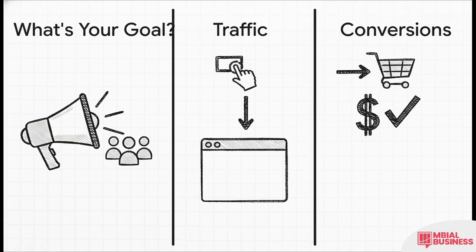So, step 1 is your objective. What's the goal here? Are you just trying to get your brand in front of as many eyeballs as possible? That's reach. Do you want people to actually swipe up and land on your website? That's traffic. Or are you aiming for a specific action, like someone buying something or signing up for your newsletter? Well, that's conversions. What you pick here tells the algorithm exactly what to do.